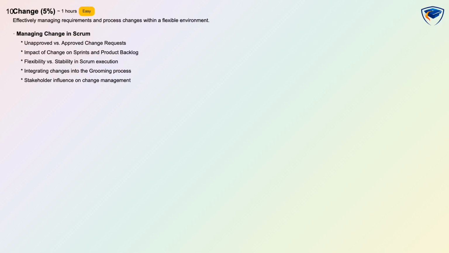Change is 5%, easy, and estimated at 1 hour with conceptual and scenario-based assessment. This area teaches managing approved and unapproved change requests and analyzing their impact on sprints and the product backlog. You will learn to balance flexibility and stability, integrate changes into grooming, and manage stakeholder influence on change. The syllabus emphasizes practical change handling within Scrum ceremonies and artifacts.